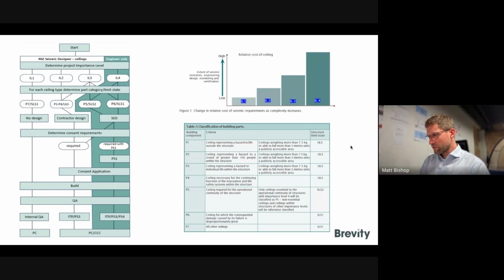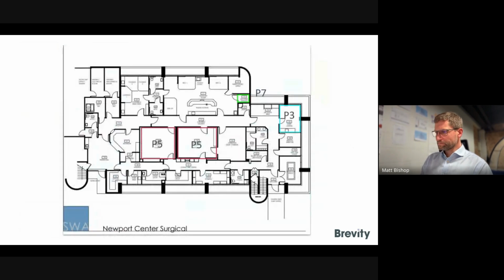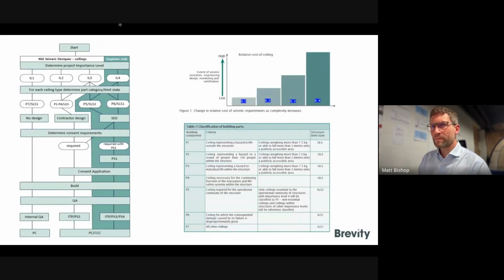There's one more room I wanted to pull out on that drawing too, and that's this P7 room here. And what is that? So a P7 room, it's a very small room. It's less than 7.5 kgs, and it's got less than 3 meters for the ceiling to fall. And it's also not necessary for continuing function. It's in a storeroom. It's not required for operational continuity. It's not got disproportional consequences. So it's a P7 ceiling, which means that particular ceiling doesn't need a seismic restraint design.